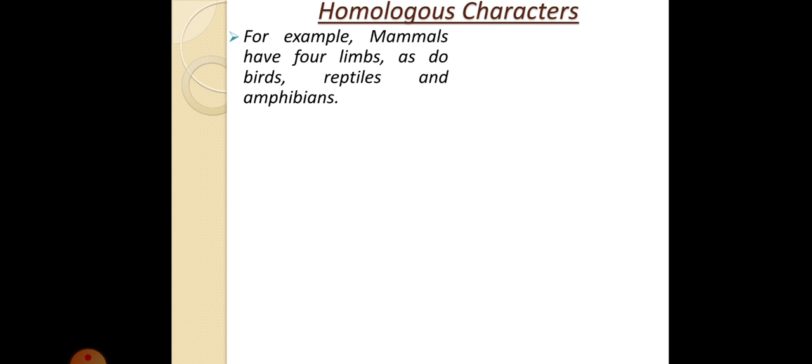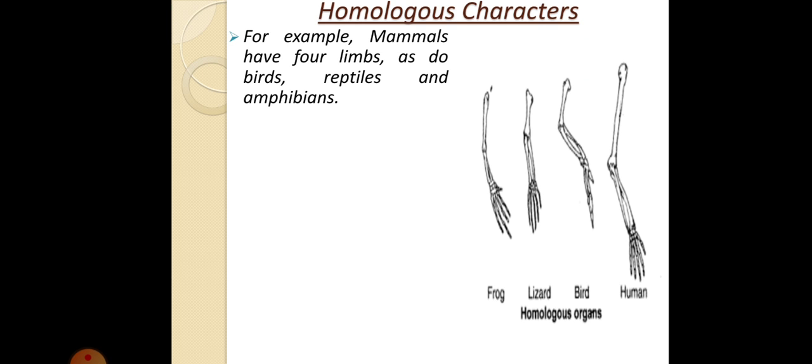For example, mammals have four limbs, as do birds, reptiles, and amphibians. Human beings are mammals, right? So human beings have four limbs: two hands and two legs. Just like human beings, birds have four limbs, and reptiles and amphibians also have four limbs. This picture shows the structure of the limbs of a frog, which is an amphibian, a lizard, which is a reptile, a bird, and a human, which is a mammal.